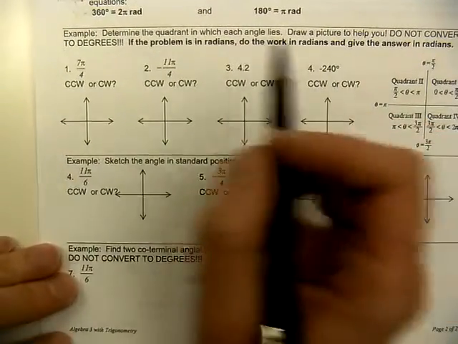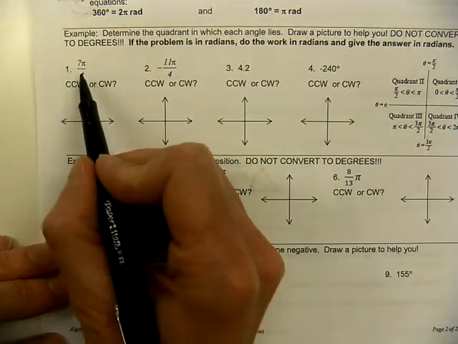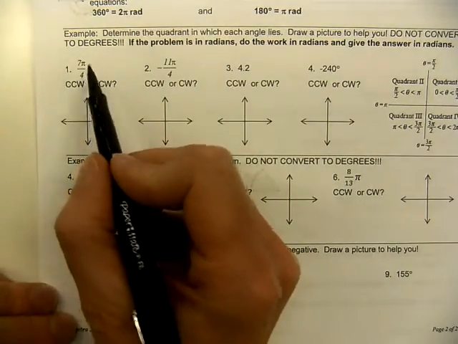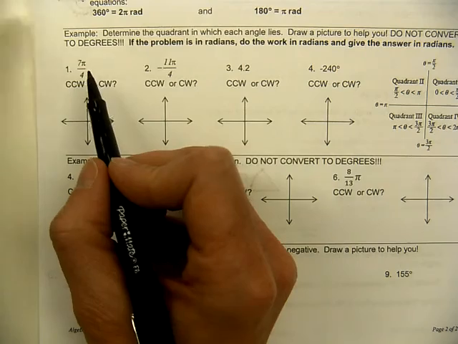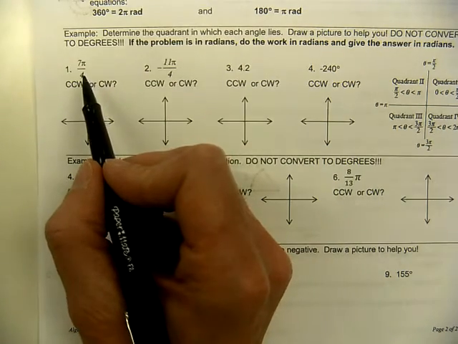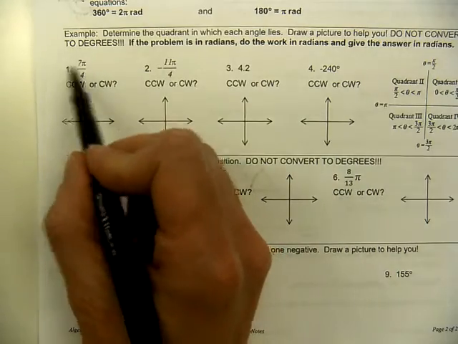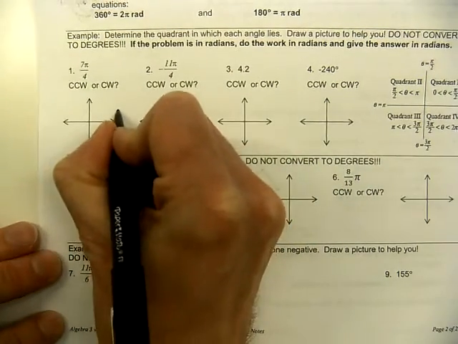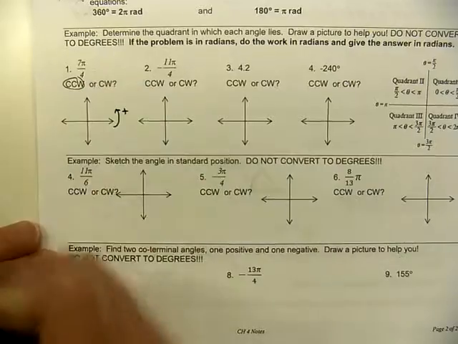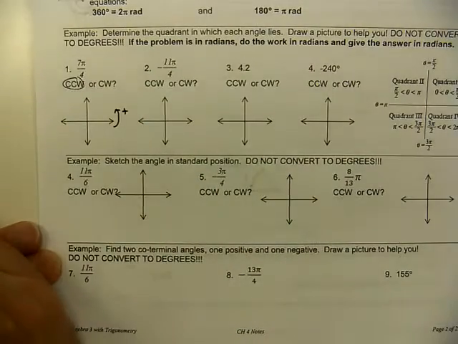So let's see, where is 7/4 pi? We're going to draw that angle and then we'll determine where the terminal side of that angle lands. So the first thing we do is we look just to see which way we're rotating. Is my angle positive or negative? It is positive. So that means we're rotating in this direction, counterclockwise. So that's what the CCW is there for.